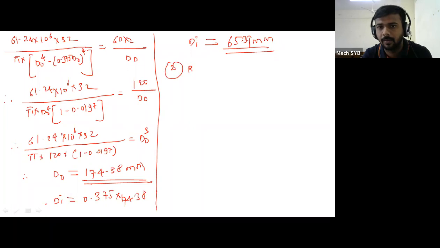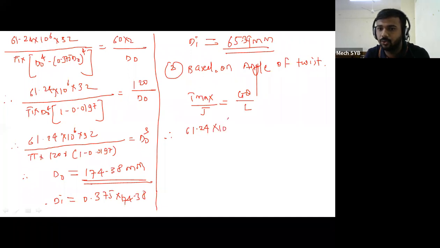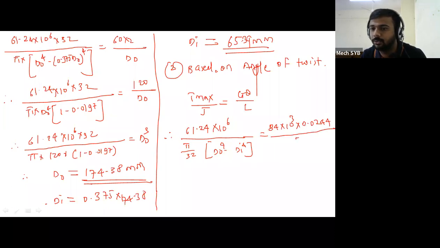Based on angle of twist. So we have the formula T max upon J is equal to G theta by L. Put the value once again: 61.24 into 10 raised to 6 divided by pi by 32 in bracket D0 raised to 4 minus Di raised to 4 is equal to G, 84 into 10 raised to 3, into theta, 0.0244, divided by length 3000.